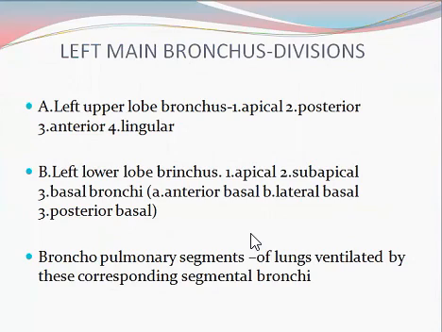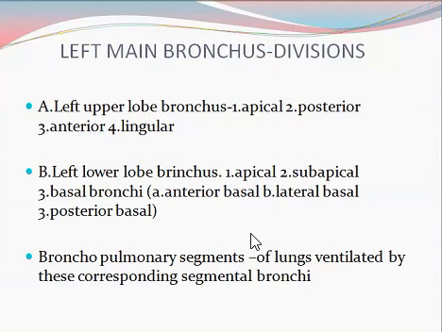The left main bronchus divides into the left upper lobe bronchus and left lower lobe bronchus. As you know, the left lung is smaller than the right lung because the position of the heart takes up the area. The left lung is smaller. It has only two lobar bronchi, that is the left upper lobe bronchus and left lower lobe bronchus.